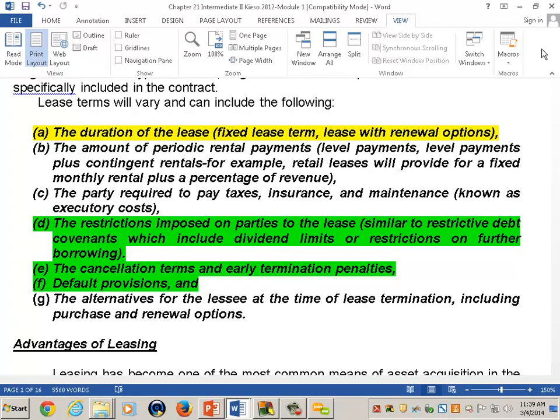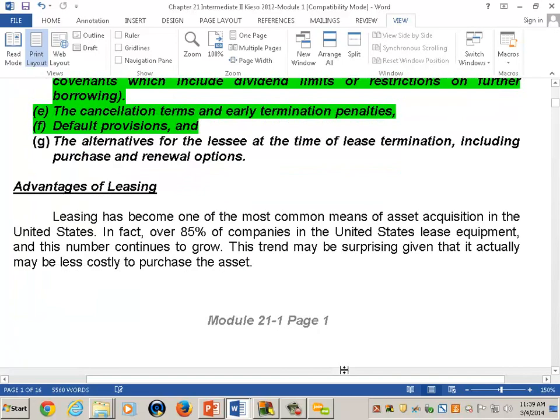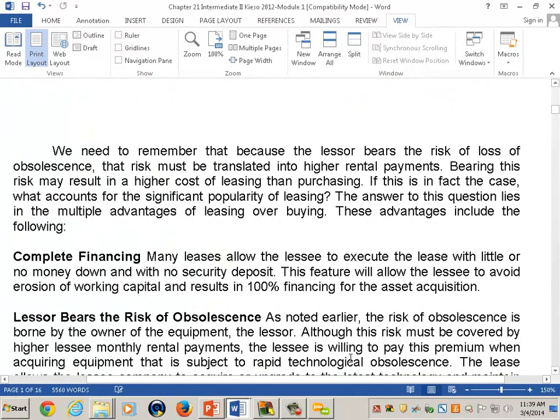So these are the terms that you have to look at very carefully, and we will see that throughout all of our examples in this module. Now, obviously leasing is growing, or it permeates almost all corporations. And let me just summarize some of these advantages and disadvantages.